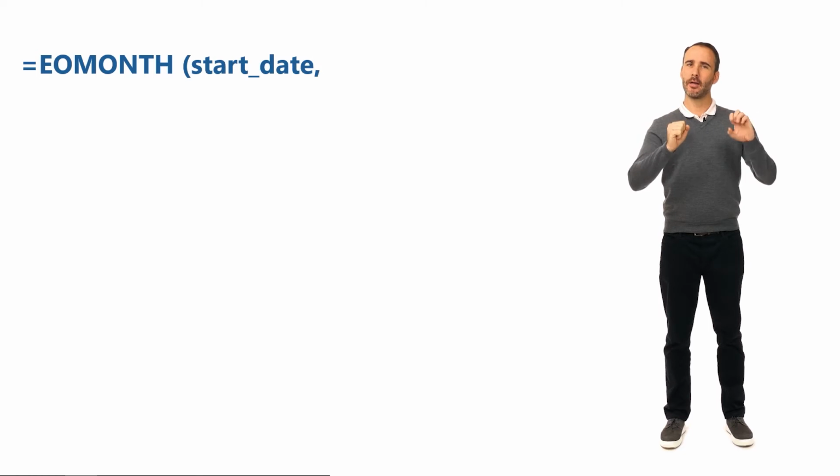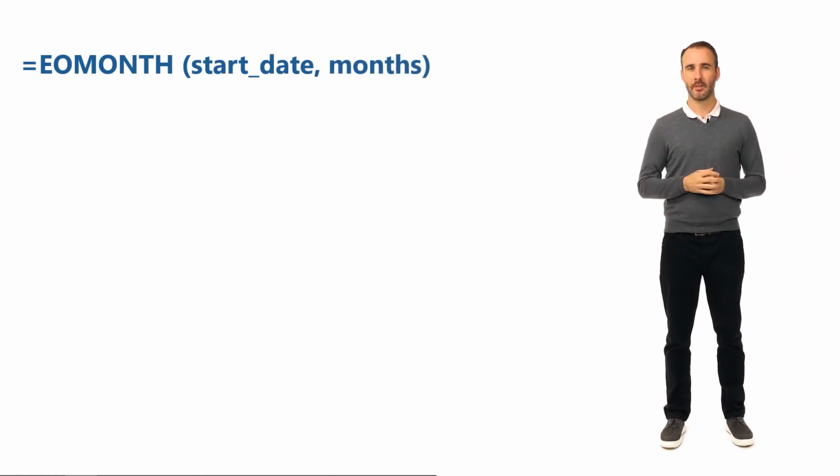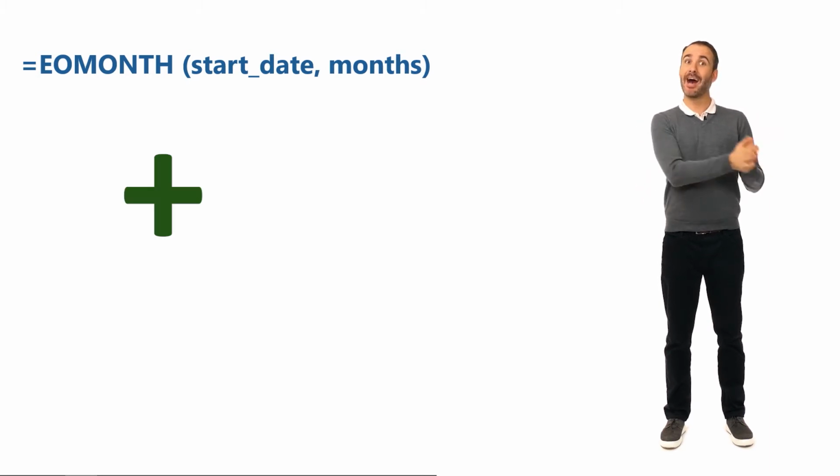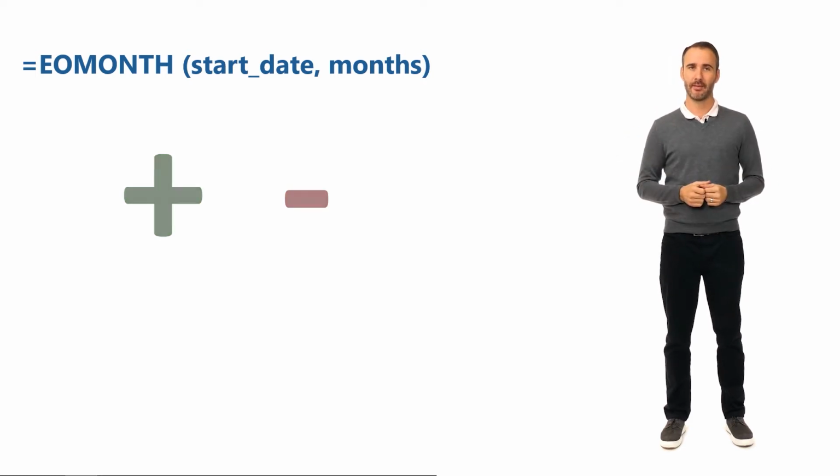Luckily, Excel has a function for us called EOMONTH. The EOMONTH formula works: equals EOMONTH, open parenthesis, start date, comma, number of months after the start date, close parenthesis, where a positive number of months will achieve dates after the start date, and a negative number of months will calculate a date before the start date.